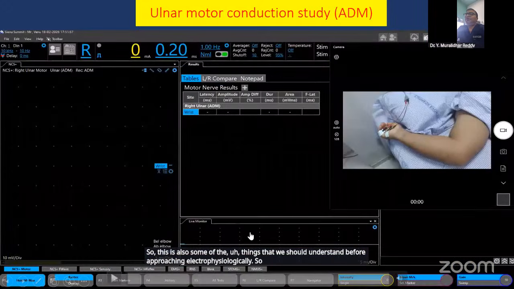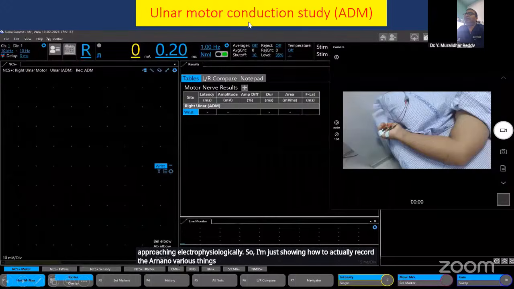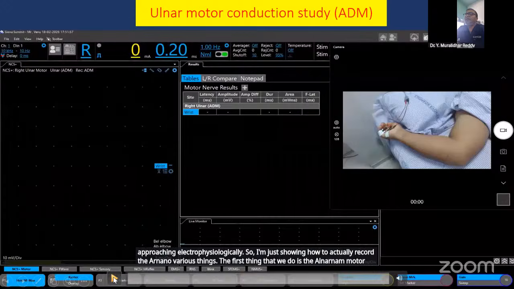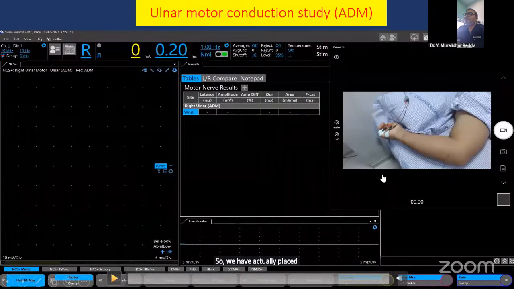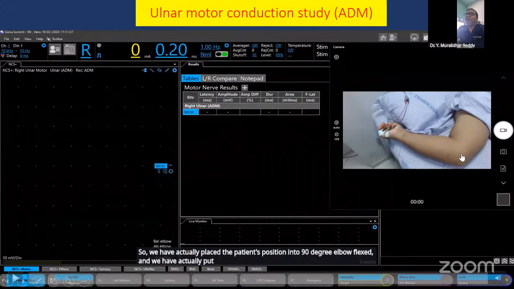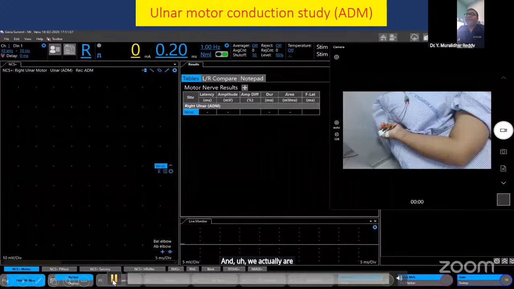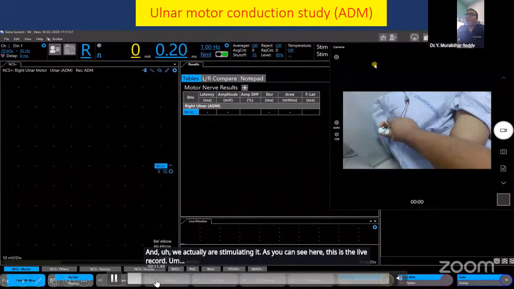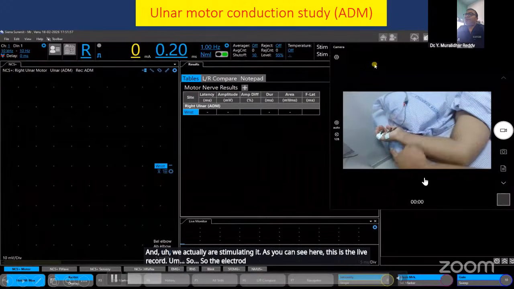So I'm just showing how to record the ulnar nerve in various ways. The first thing we do is the ulnar nerve motor conduction study. We have placed the patient in a position with the elbow flexed at 90 degrees, and we have put the recording electrode on the ADM, and the reference electrode at the metacarpophalangeal joint, and we are stimulating. As you can see here, this is the live record, and the electrodes are being shown here.